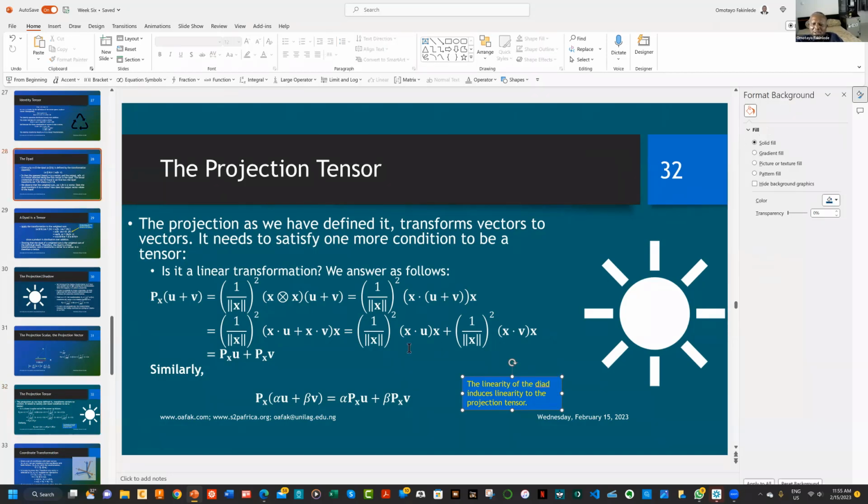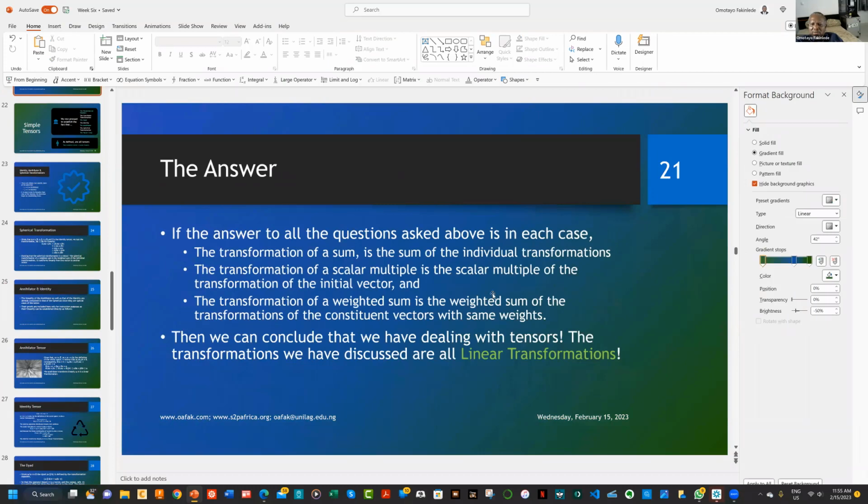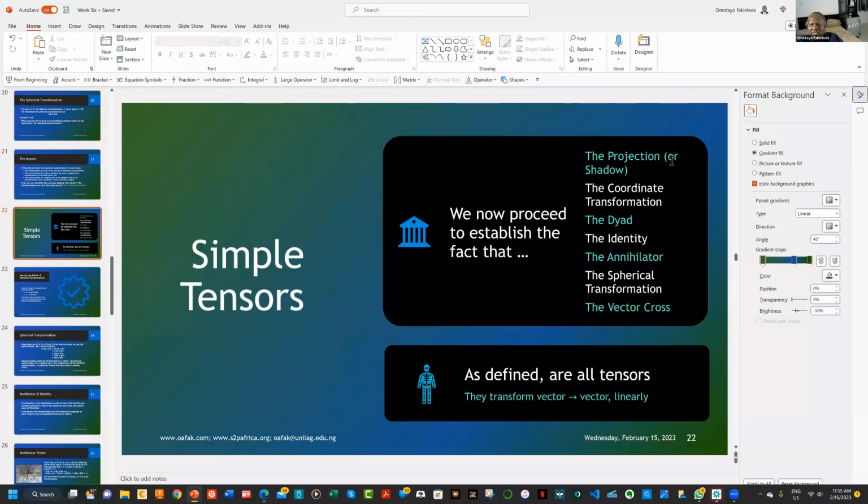So let's see, how far have we gone? What do we have left? We have shown that the projection is a tensor, along with the dyad, identity, and the deviatoric and spherical tensors. So we are now left with the coordinate transformation and the vector cross.